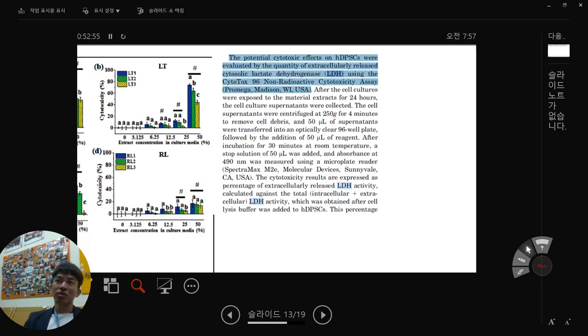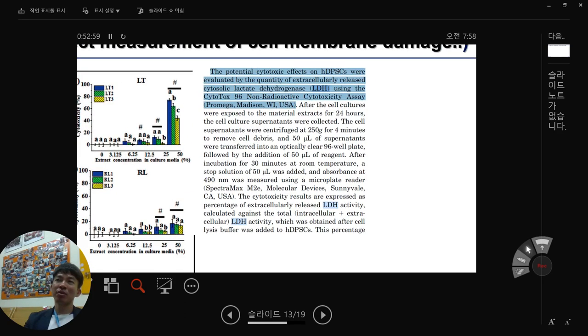Potential cytotoxicity events were evaluated quantitatively from the extracellular release of lactate dehydrogenase, which is originally inside the cell cytosol, using this LDH assay. The LDH is originally inside the cell, but when your cell membrane is ruptured, it goes outside. When it is released extracellularly, this kit measures the extracellular amount of LDH. So this means that only after membrane rupture can they measure the LDH. But when your cells are damaged without membrane rupture, you cannot detect it. You have to consider this point.